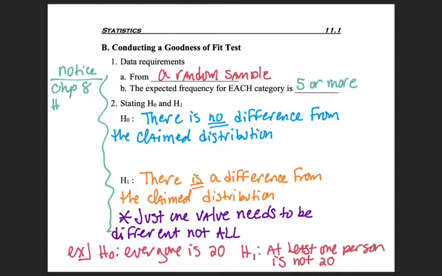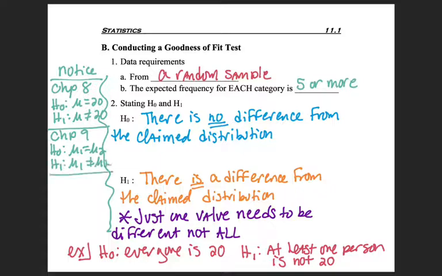So if you notice in chapter 8, we would have something like the average equals 20, the average doesn't equal 20. So it equals something and it's not equal to something. Chapter 9, one population equals another, one population does not equal another, but it doesn't mean they're all different. And so in chapter 11, we're going to be using equal and unequal or not equal, but it's going to be sentences in words.